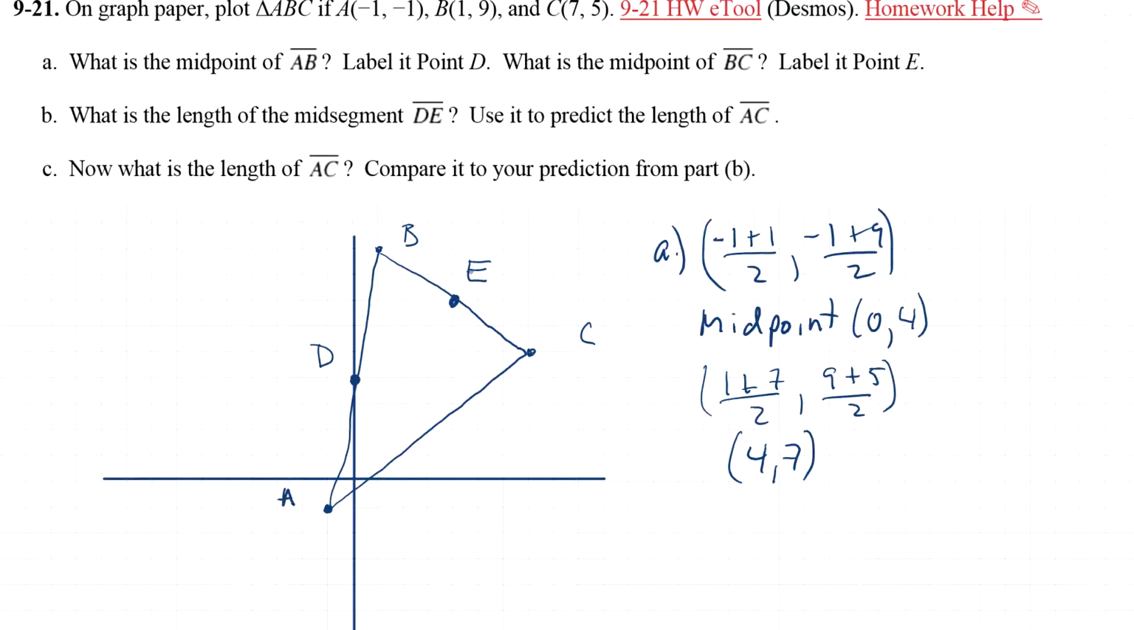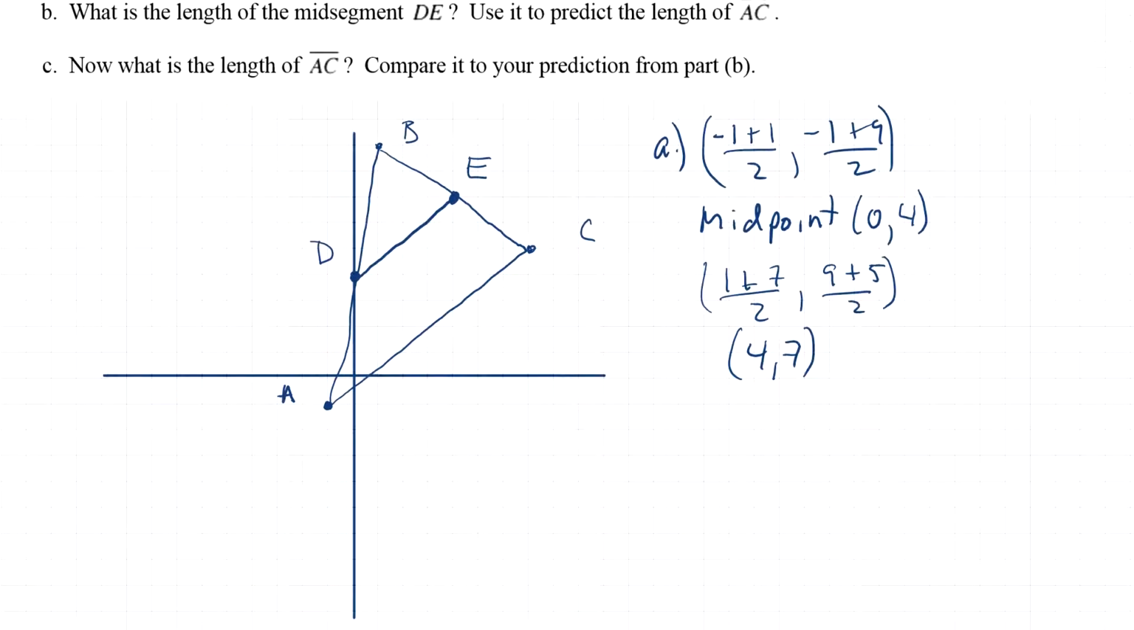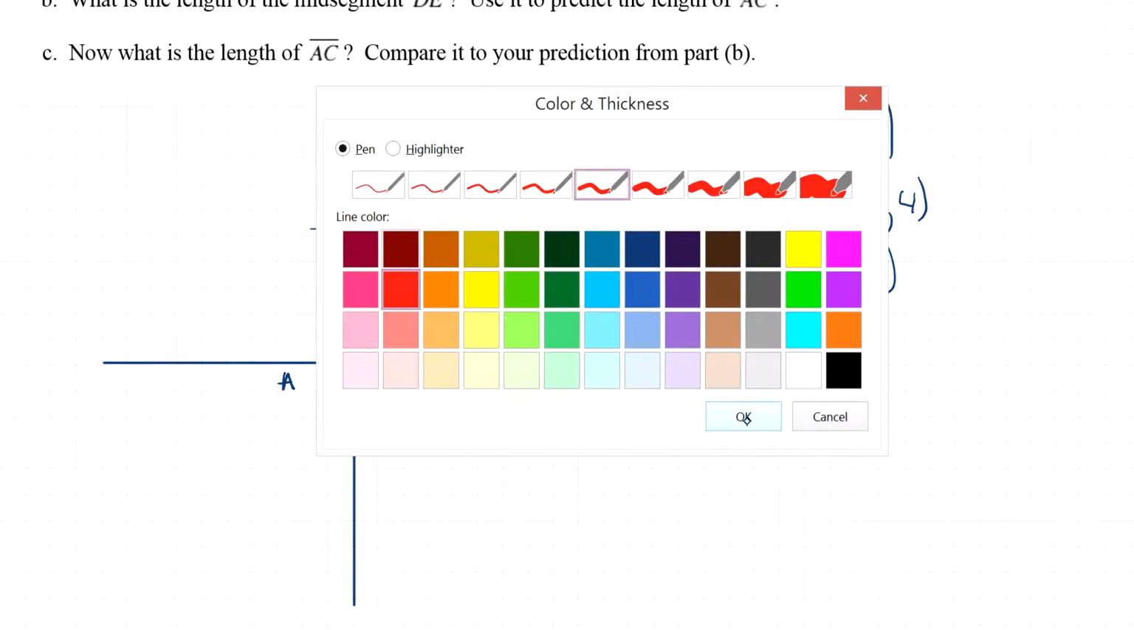Okay, so then it says, what is the length of mid-segment DE? And use it to predict the length of AC. Alright, so this length right here is, we can do this a couple different ways. We can use the distance formula. We can also use the Pythagorean theorem, which is my favorite.